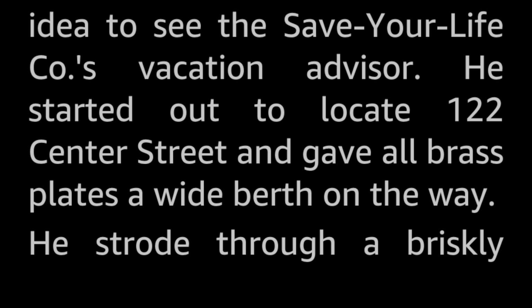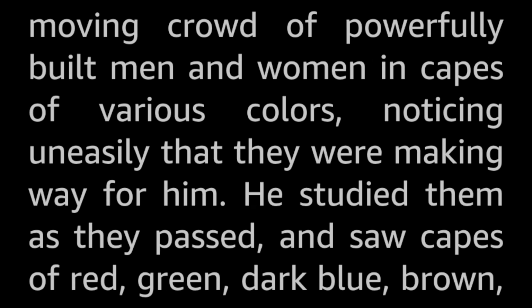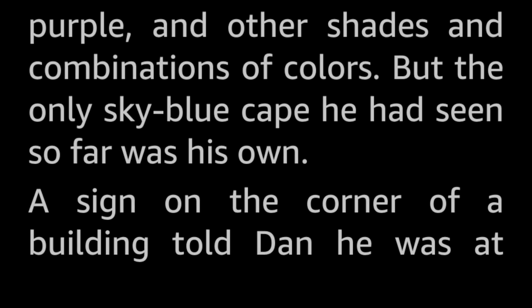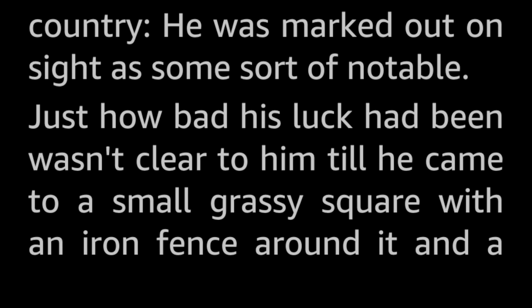He started out to locate 122 Center Street and gave all brass plates a wide berth on the way. He strode through a briskly moving crowd of powerfully built men and women in capes of various colours, noticing uneasily that they were making way for him. He studied them as they passed, and saw capes of red, green, dark blue, brown, purple, and other shades and combinations of colours, but the only sky-blue cape he had seen so far was his own. A sign on the corner of a building told Dan he was at Center Street. He crossed, and the people continued to draw back for him. It began to dawn on Dan that he had had the ultimate bad luck for a spy in an unknown country. He was marked out on sight as some sort of notable.